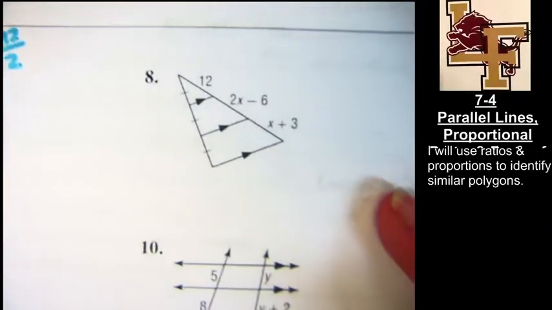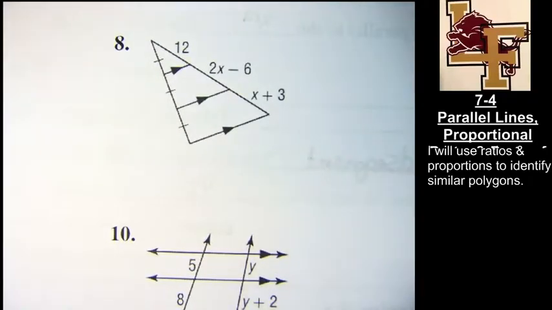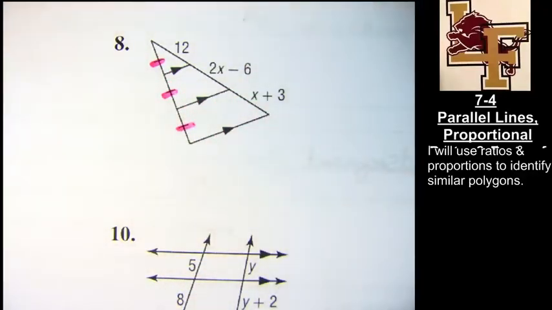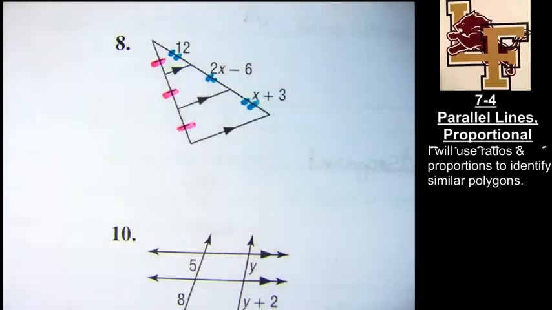Okay, here's number 8. Do I have 3 or more parallel lines? Yes. Are they cutting a single transversal into congruent pieces? Yes. Then that means that they cut the other transversal into congruent pieces. I can write an equation with any 2 of these that I like and get to the correct answer.